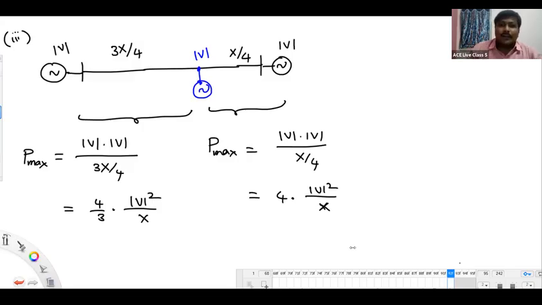For example, if you are selecting this second P maximum, 4 times of V square by x, to keep loading on the system, I can keep 3 times of V square by x as a load, right? So in that situation, if you keep loading on the system based on this number, definitely the power flow in the network may be higher than the first P maximum. If it is higher than the first P maximum, the system will lose the synchronism. Are we getting it or not?